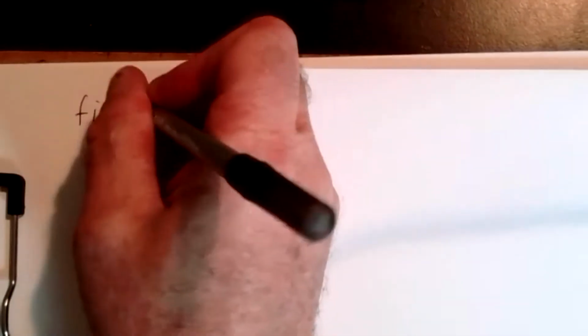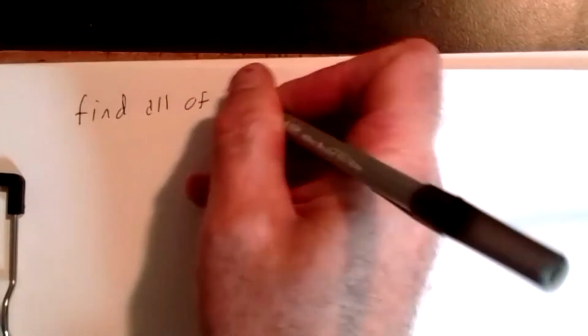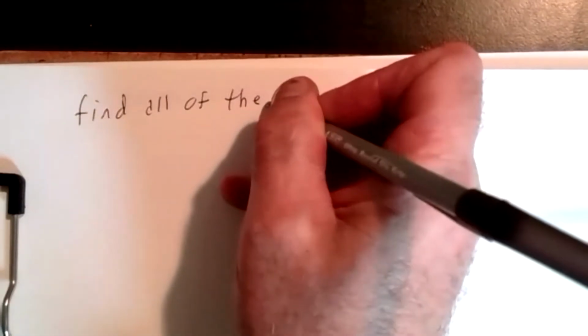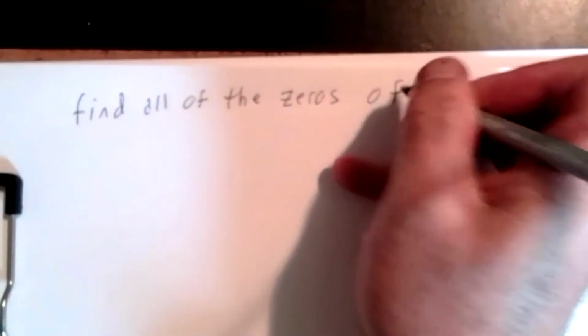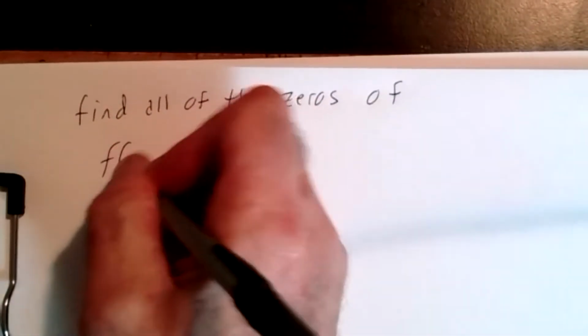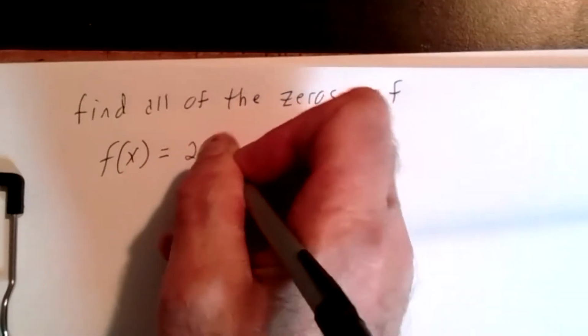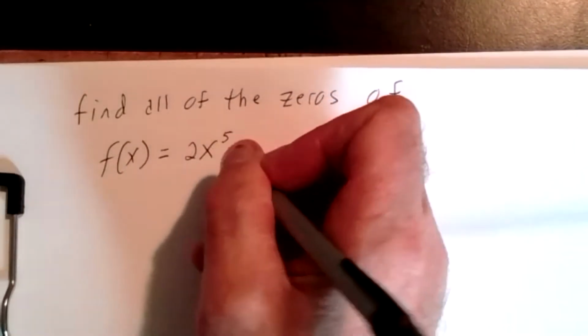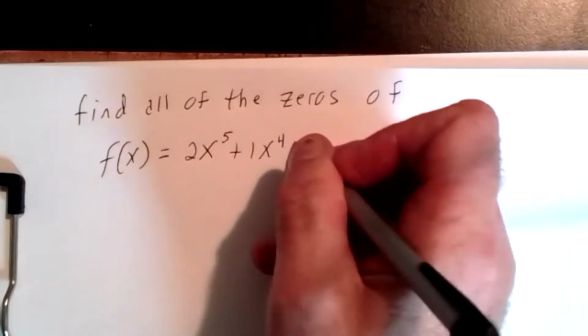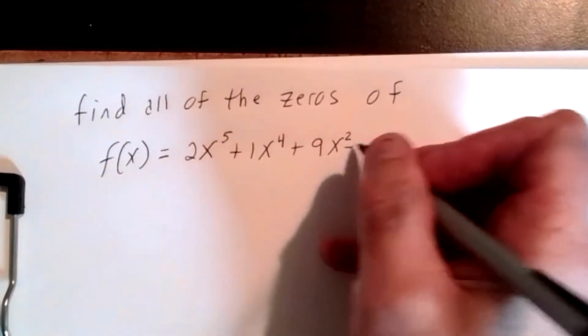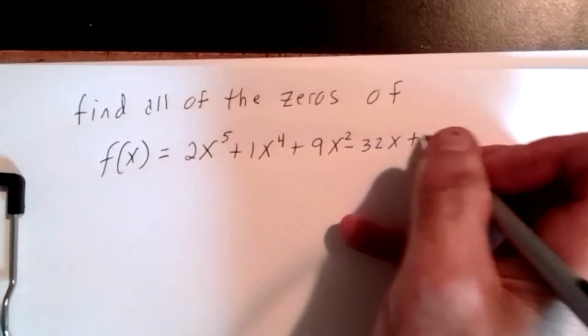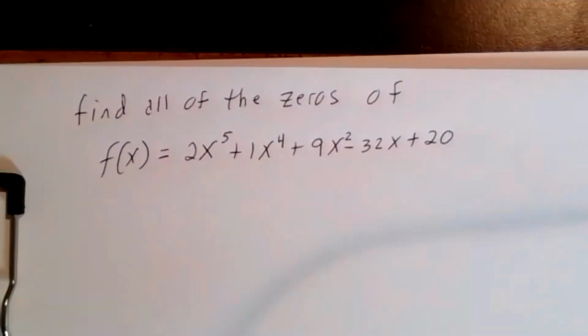The first problem I'm going to look at is I want to try to find all of the zeros of this polynomial function. And this is going to be a fifth degree polynomial function: 2x to the fifth plus 1x to the fourth plus 9x squared minus 32x plus 20. So we're going to try to find all the zeros of this fifth degree polynomial.